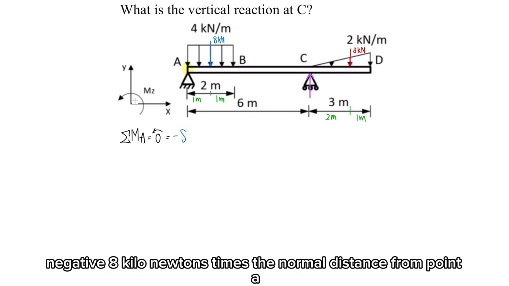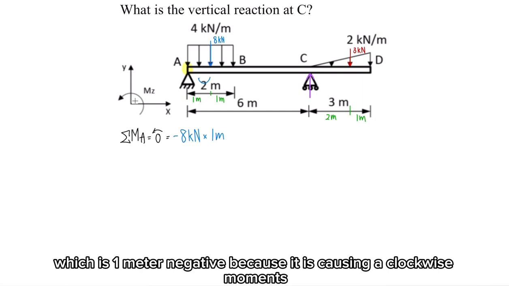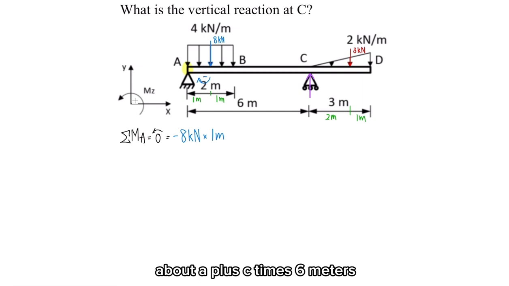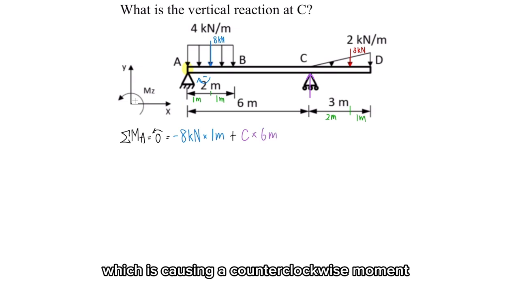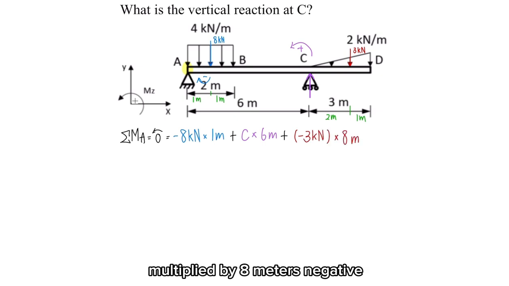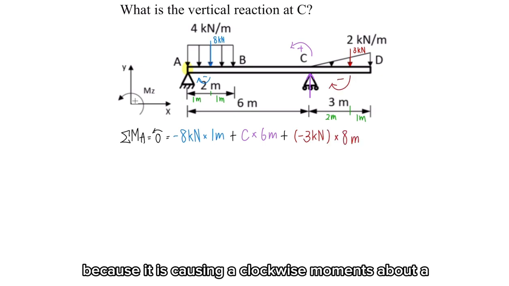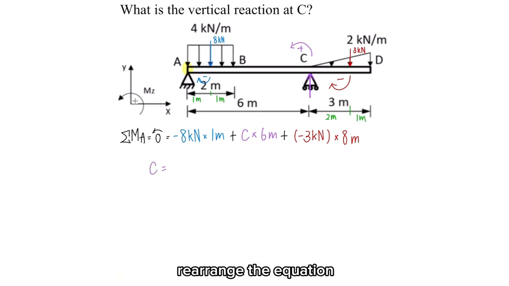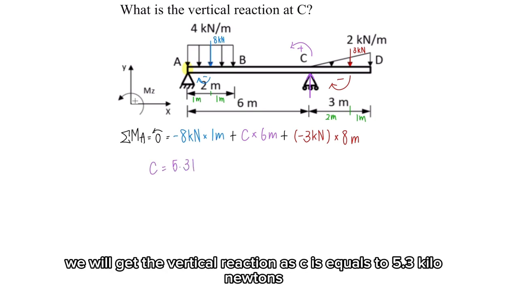Negative 8 kilonewtons times the normal distance from point A, which is 1 meter. Negative because it is causing a clockwise moment about A, plus C times 6 meters, which is causing a counterclockwise moment about A, plus negative 3 kilonewtons multiplied by 8 meters, negative because it is causing a clockwise moment about A. Rearranging the equation, we get the vertical reaction at C equals 5.3 kilonewtons.